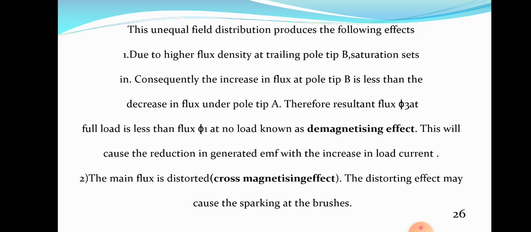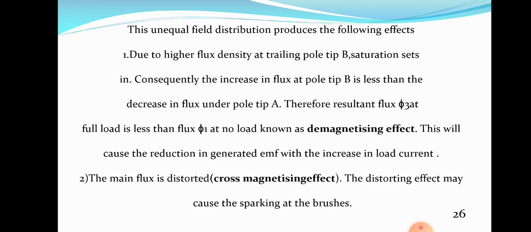Due to higher flux density at the trailing pole tip B, saturation sets in. Consequently, the increase in flux at pole tip B is less than the decrease in flux under pole tip A. Therefore, the resultant flux phi 3 is less than main flux phi 1, known as the demagnetizing effect. This will cause a reduction in generated EMF. I explained all those things some time before.